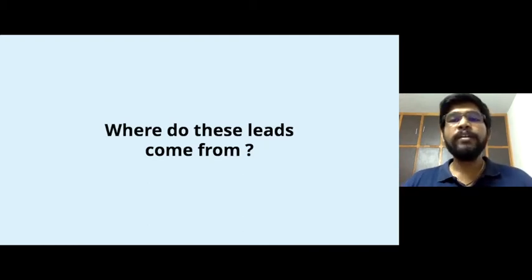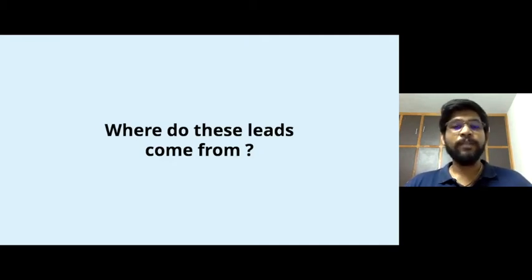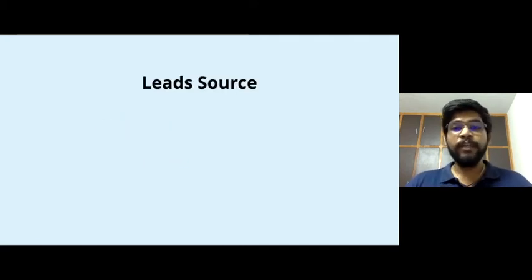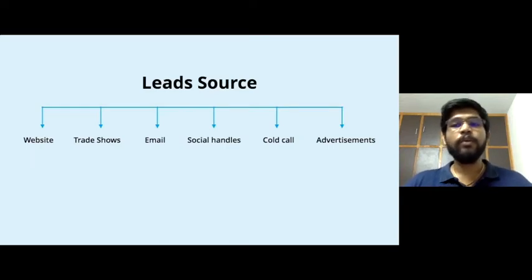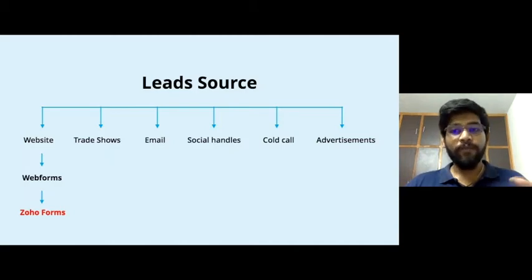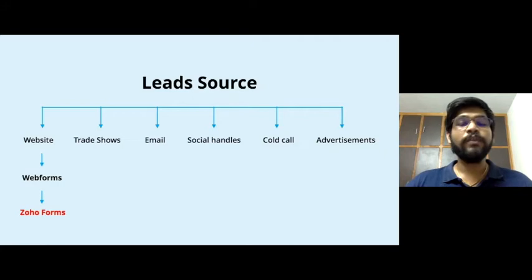So, where do the leads come from? Well, there are so many sources through which a lead can be brought into the system. It could be leads from websites, leads from trade shows, leads from email campaigns, leads from social handles, cold calls, or even advertisements. Today, we will see how leads are generated through forms embedded in the website. Leads from a website can be brought in through web forms. CRM users might know it: it's a default CRM form, or through Zoho Forms. It's a dedicated form builder which comes as a part of the Zoho One suite.